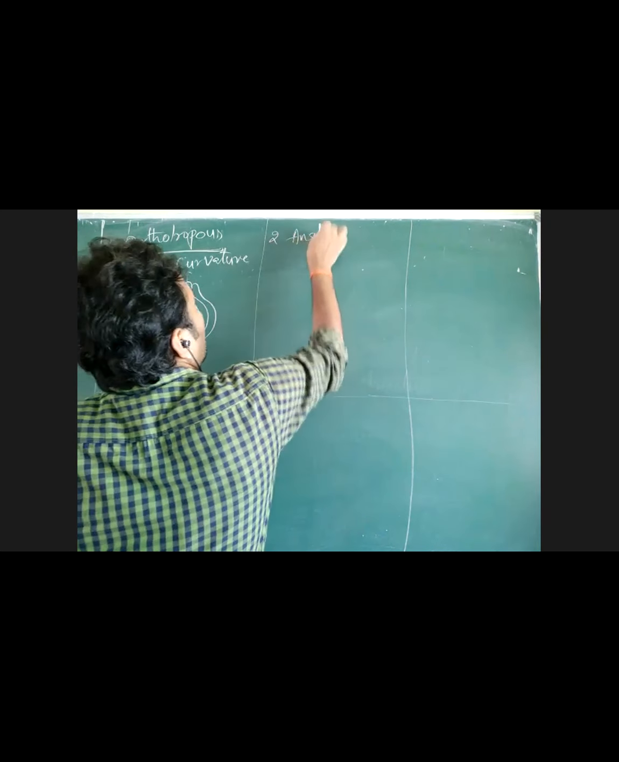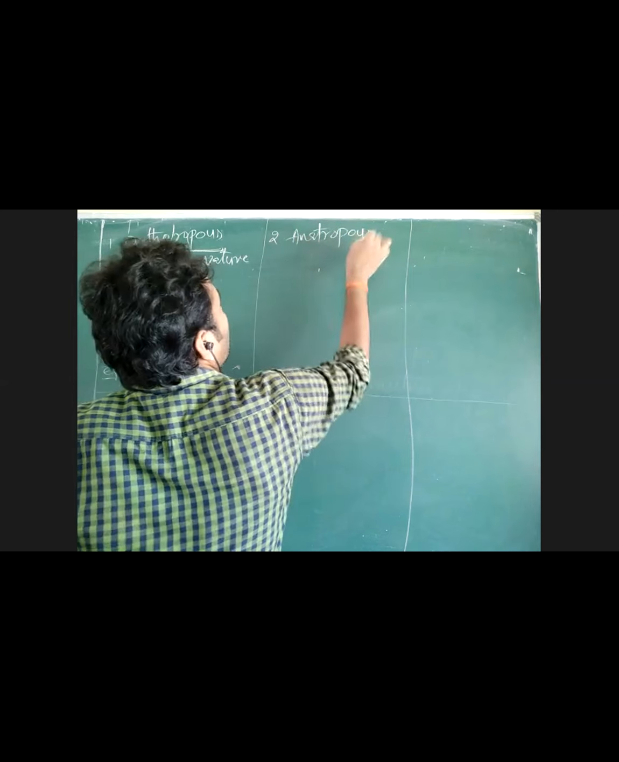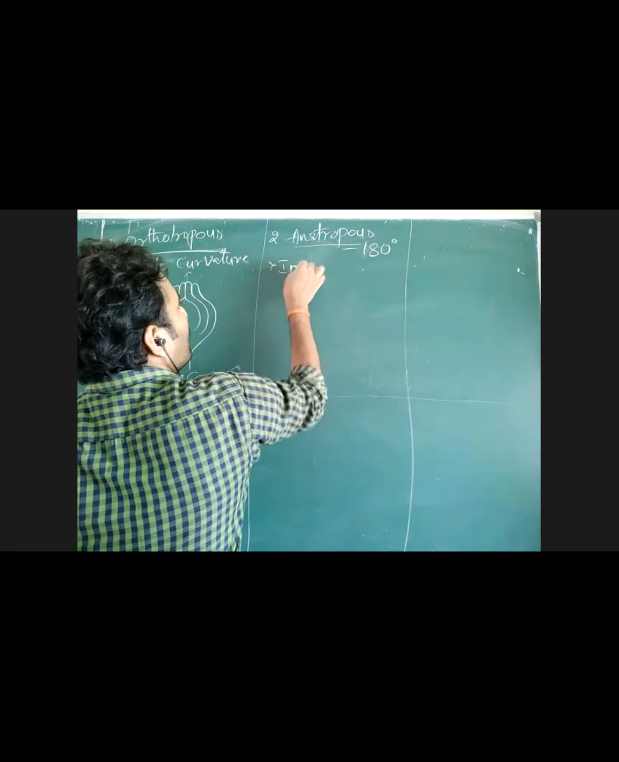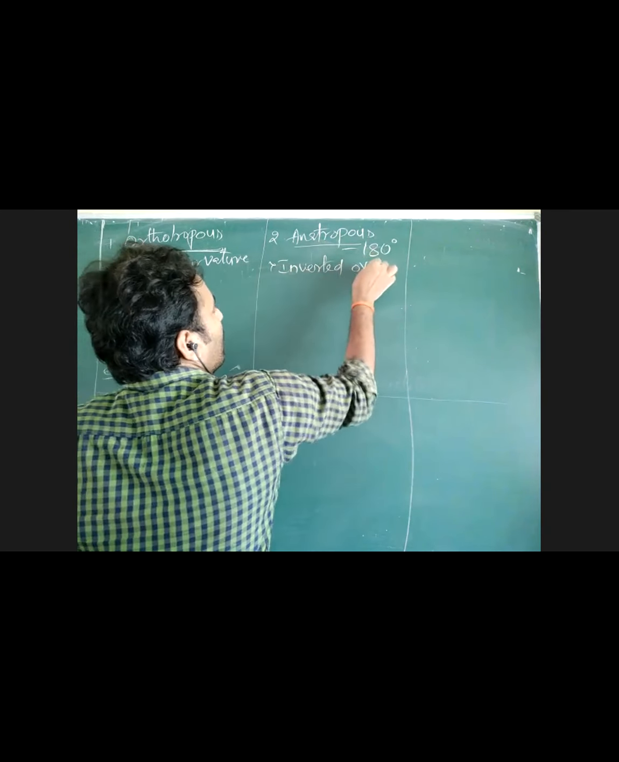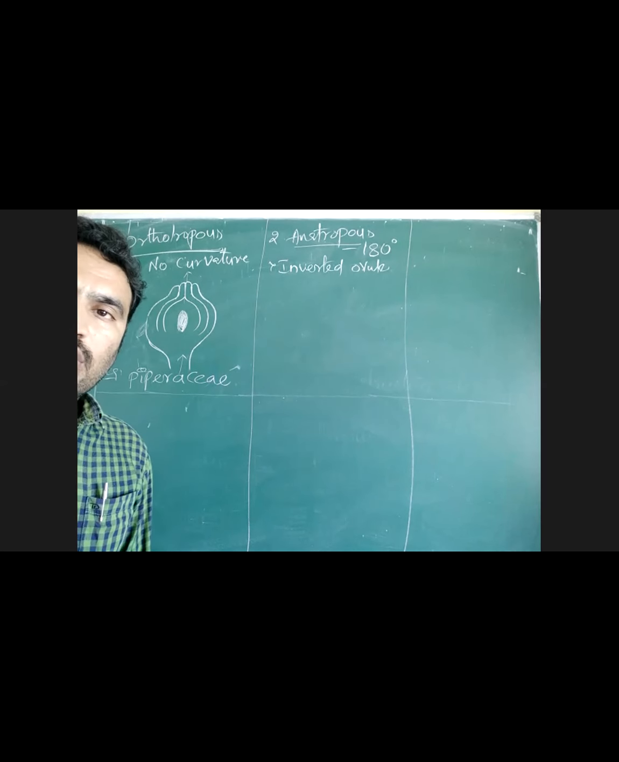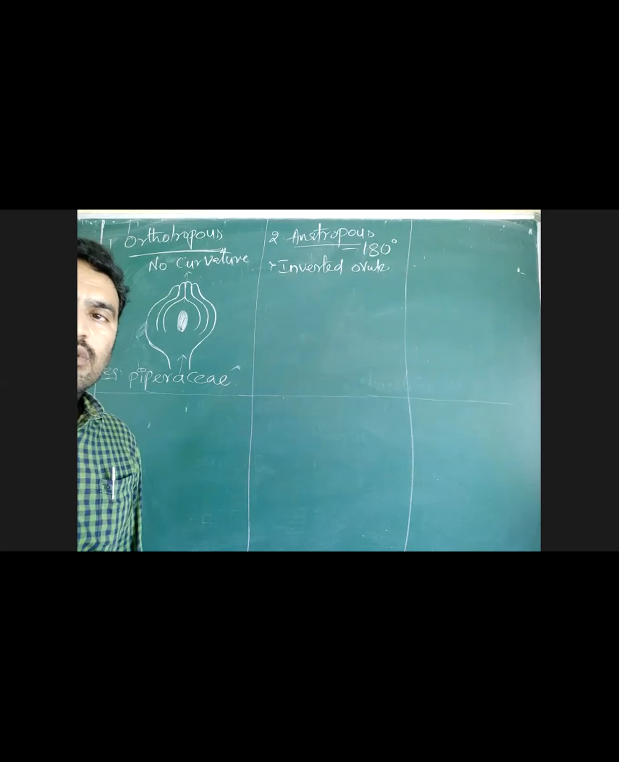Second one is the anatropous ovule. This anatropous ovule has 180 degrees of angle. 180 degrees of angle is present. This is also called inverted ovule. This is the most common type of ovule in the majority of angiosperms. Angiosperms have the most common type of ovule, which is the anatropous ovule. Okay. Anatropous ovule.